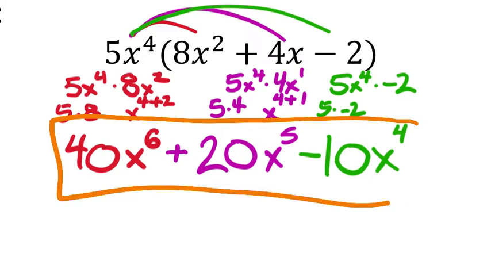And I would just kind of leave it in this order based on this second set of parentheses right there. Right? Like this first red term was based on the 8x to the power of 2. The 20x to the power of 5 is based on the 4x. And then the negative 10x to the power of 4 is based on the negative 2. Everything was affected, though, by this 5x to the power of 4 after it was distributed. And I just can't emphasize this enough. Distribution is multiplication. As long as you can understand that, then hopefully this makes more sense.